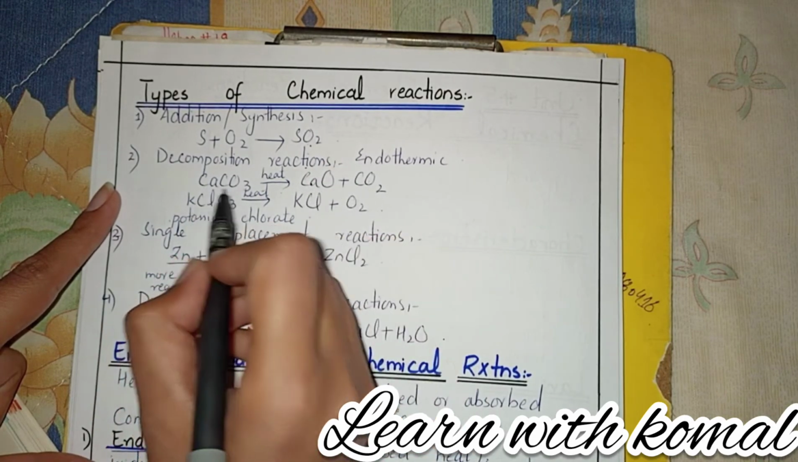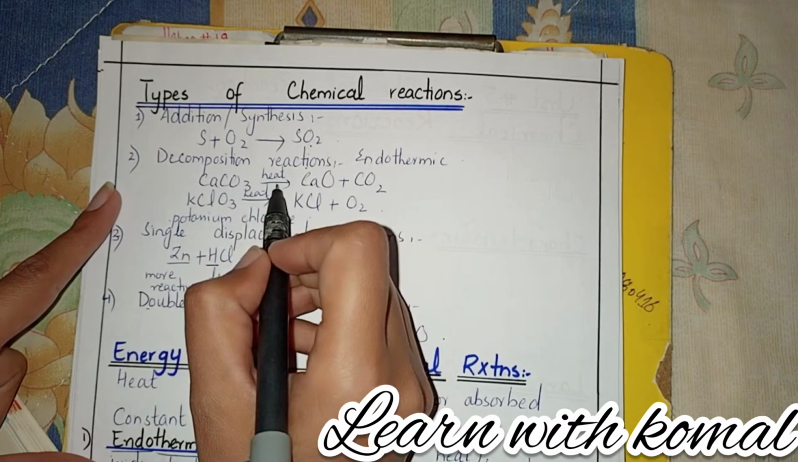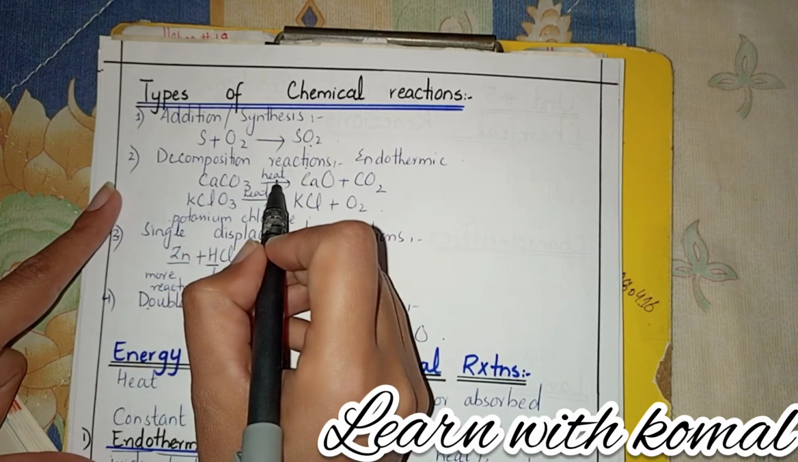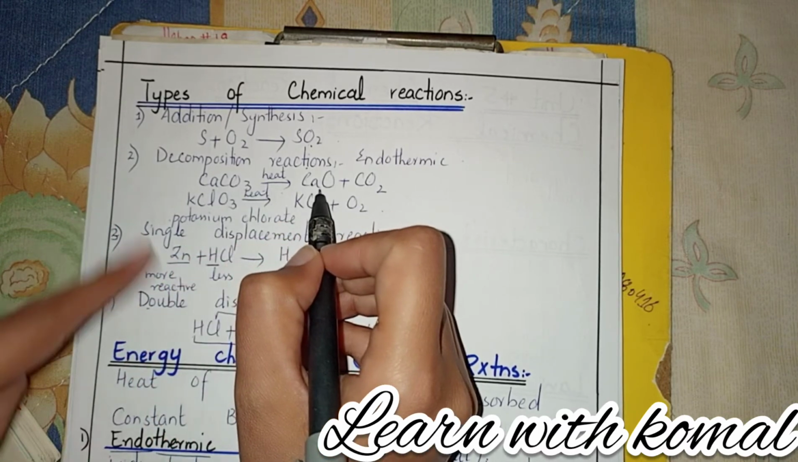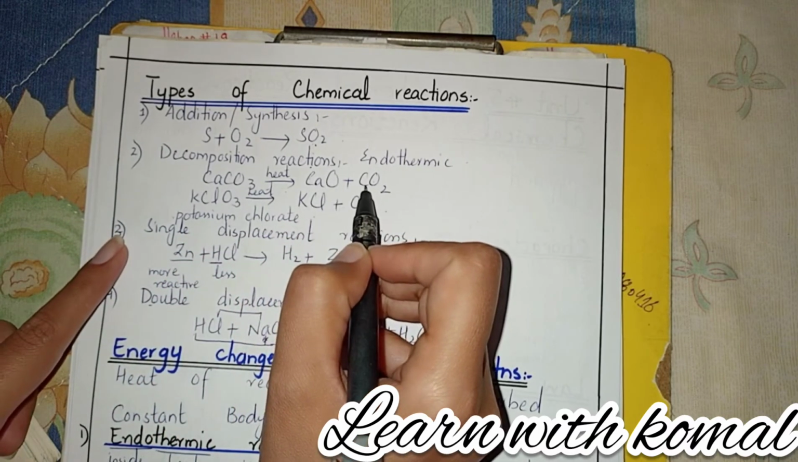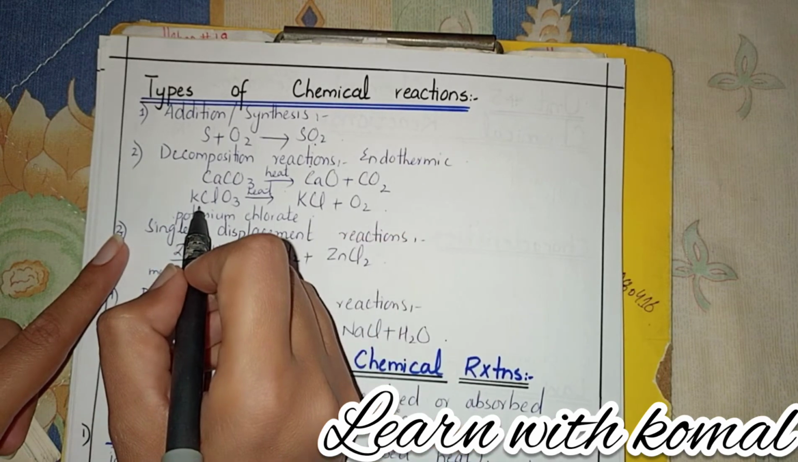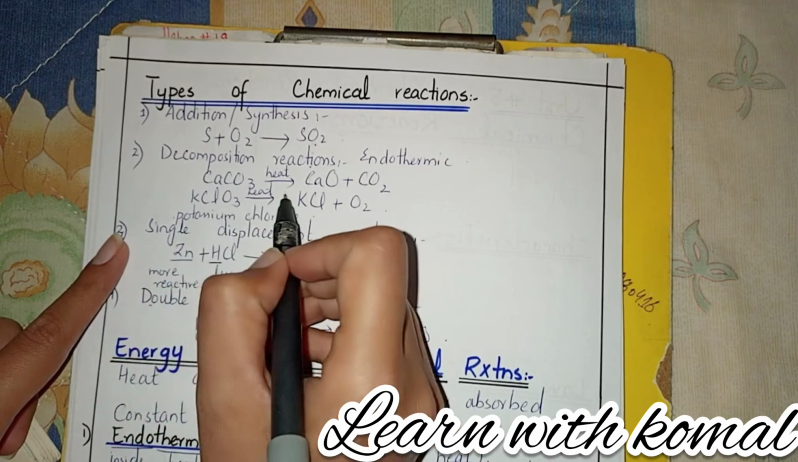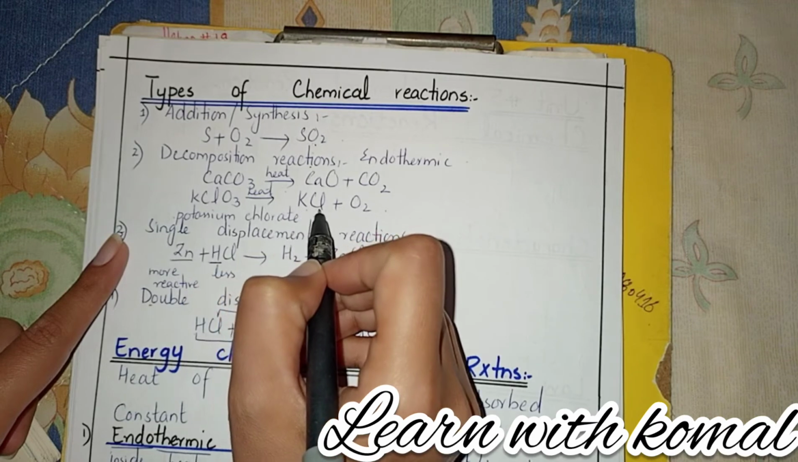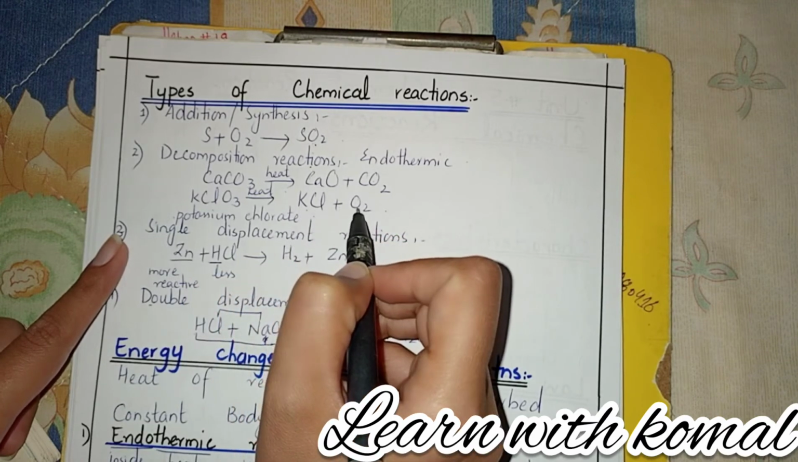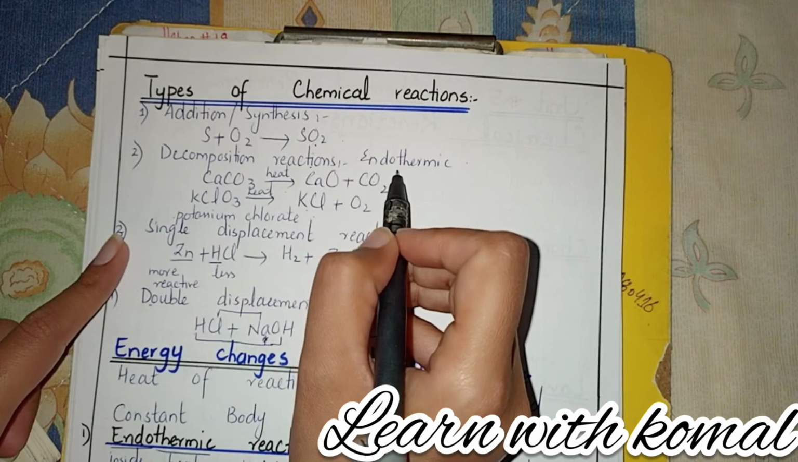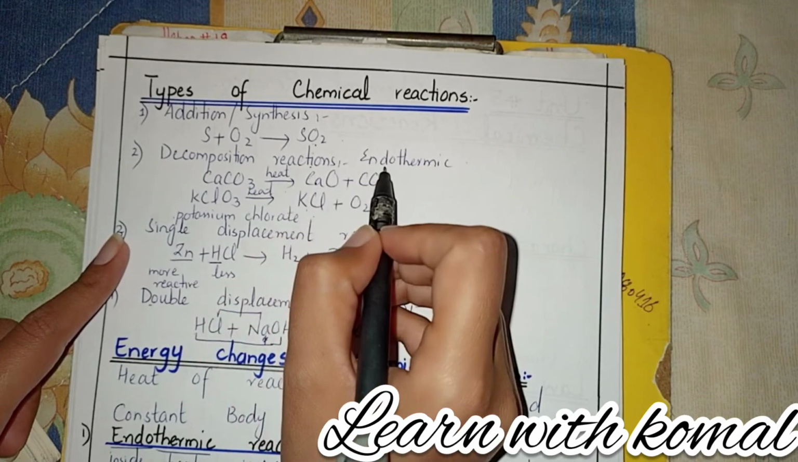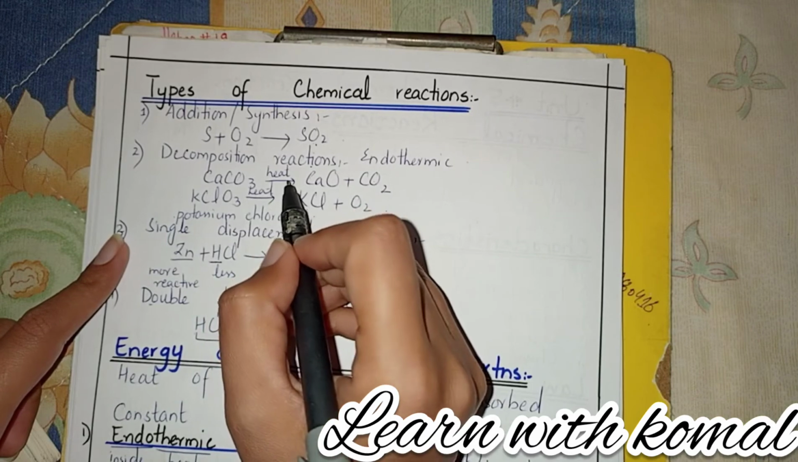So here calcium carbonate decomposes, but this reaction occurs in the presence of heat. Calcium carbonate decomposes to form calcium oxide plus carbon dioxide. Potassium chlorate decomposes to give potassium chloride plus oxygen. This reaction is endothermic because it needs heat. The heat is absorbed in this reaction.